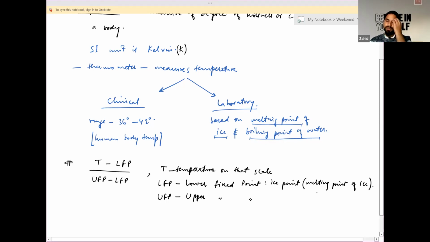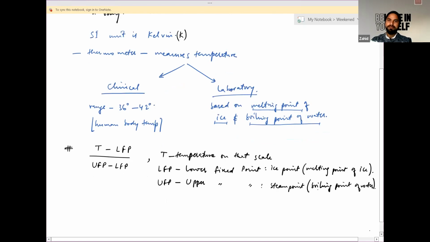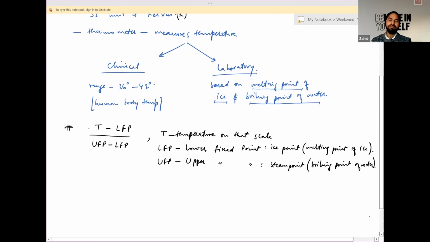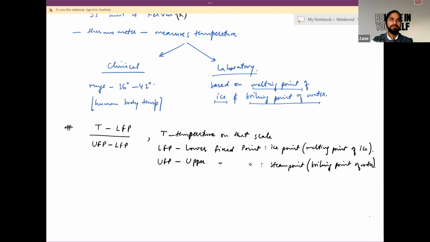You must have learned about the melting point of ice in your earlier classes. It will be 0 degrees Celsius. Similarly, the upper fixed point is also called the steam point or boiling point of water. Saifullah, any doubt? Is this the equation or formula? Yeah, it is just a general relation to define any scale. I'm defining how to use this formula.